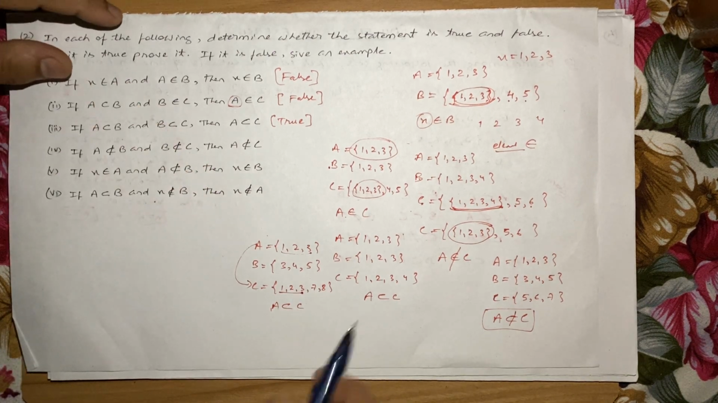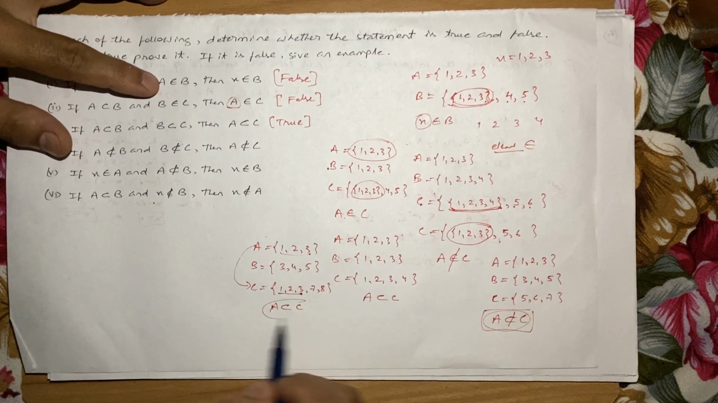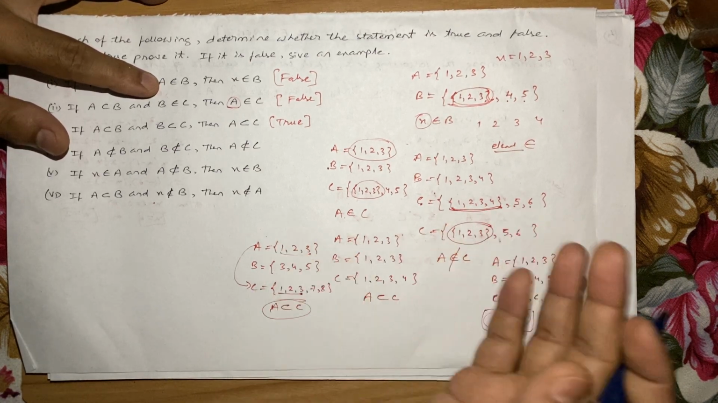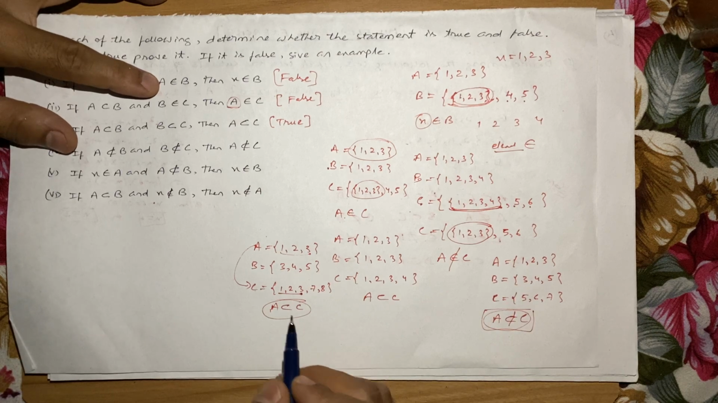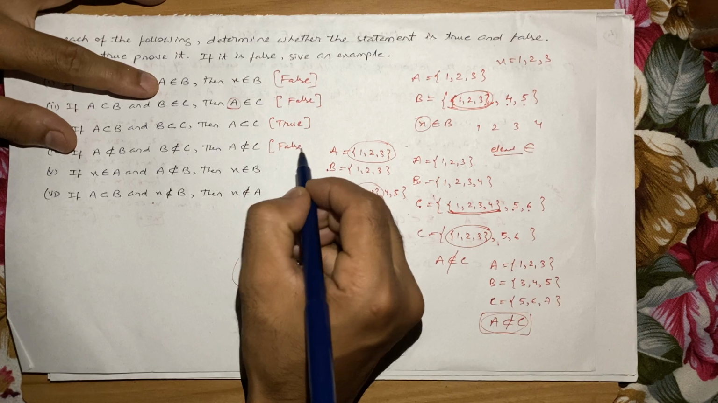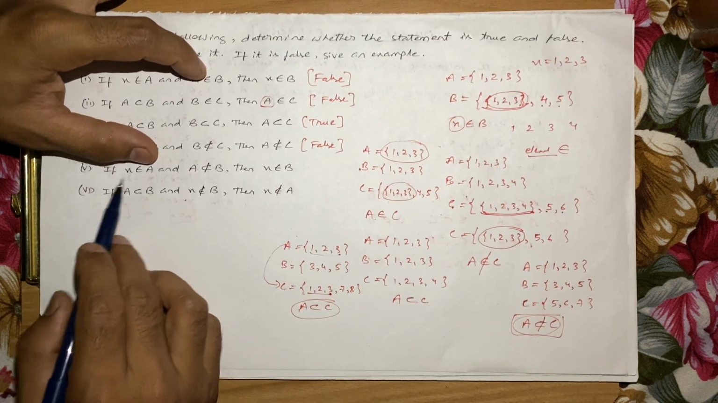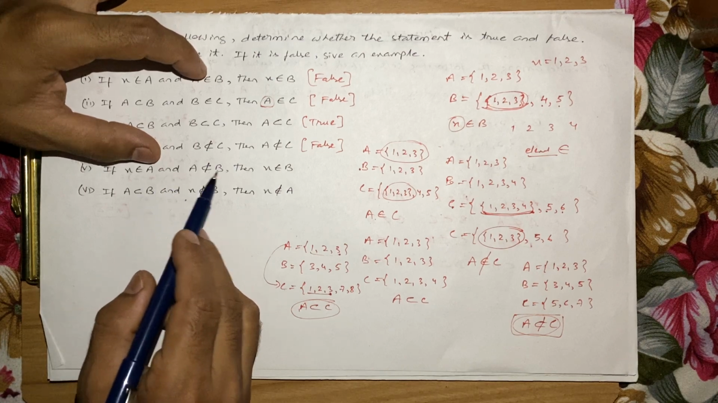So whenever there is a contradiction, here A was not a subset, here A is a subset by this example. So any example that you think of, if you get a contradiction, always go by false. This is false. Okay, now the next one is, if X belongs to A, means X is an element of the set A, and A is not a subset of B.